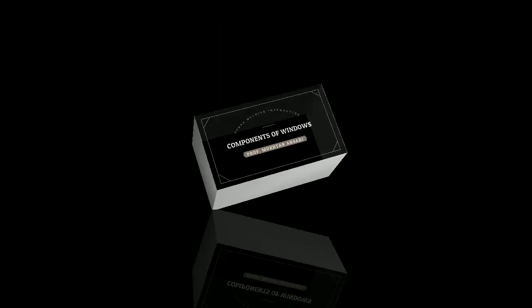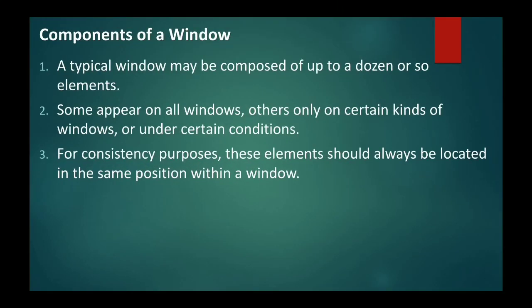Moving to the next part, the components of a window. A window contains around 11 or 12 components. Every window may have all or only some of these components. It is not necessary that every window will have all of them.